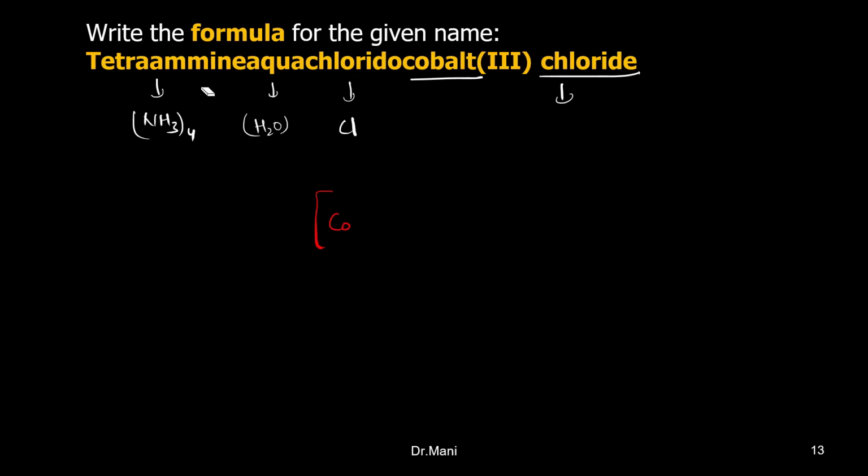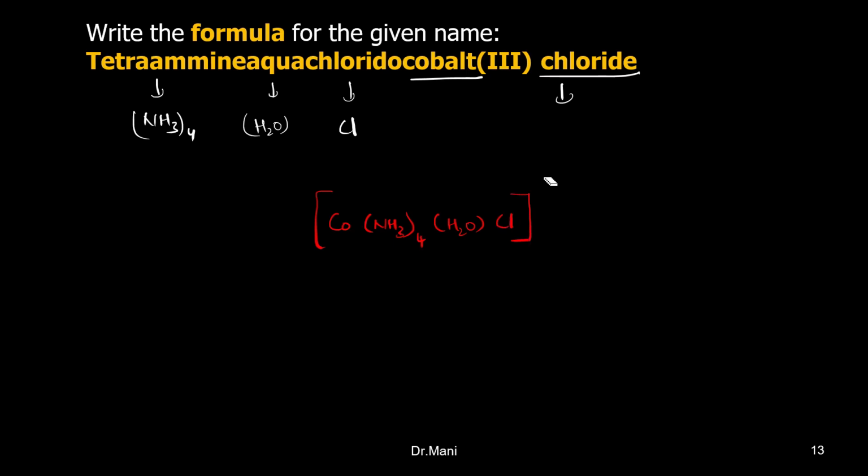Next one, what is the alphabetical order? Aqua will come first, and then chlorine will come second, and then, wait. Amine will come first, aqua will come later, and then chlorine will come later. Okay, so see here. First I'll write NH3 four times, sorry, four are given. Next one, aqua. So water molecule, H2O, and then chlorido. So Cl. Put in the bracket.